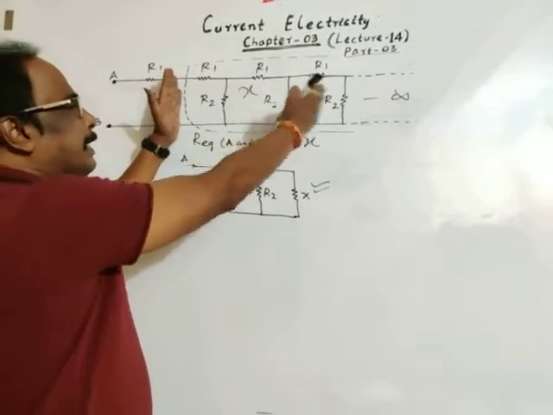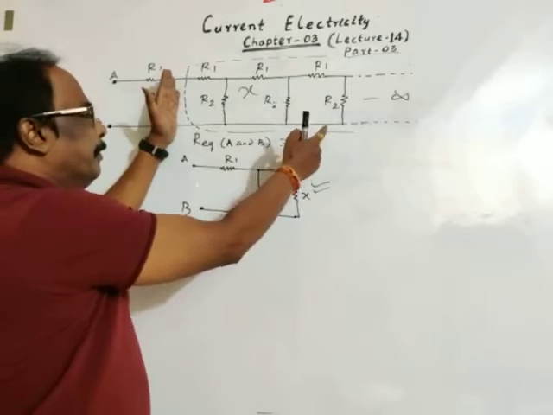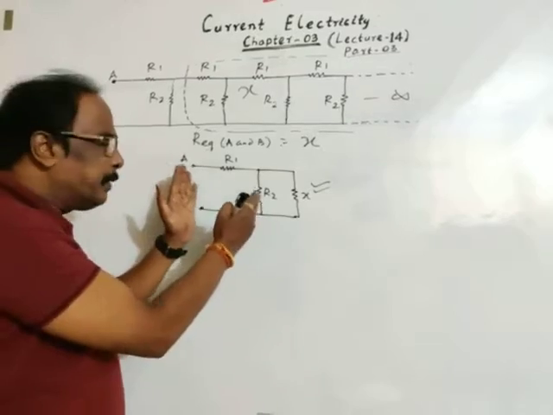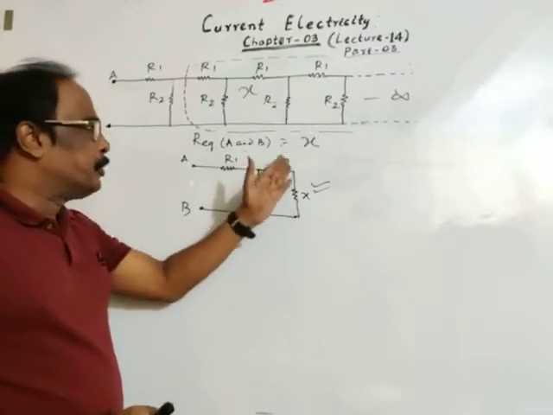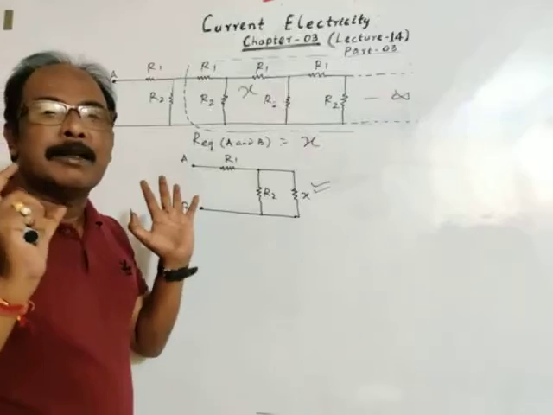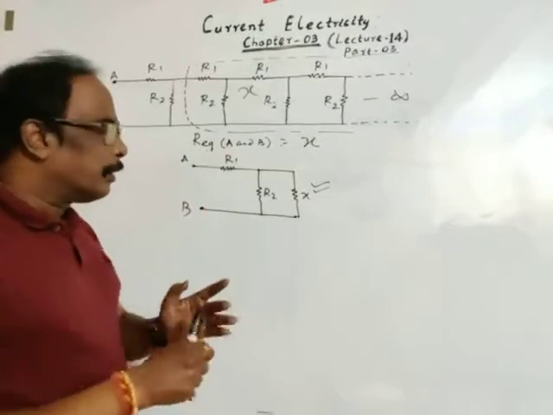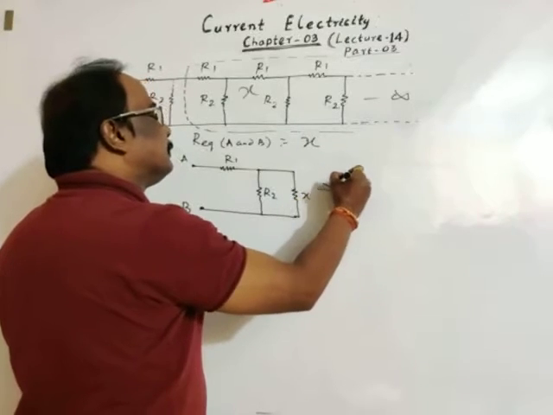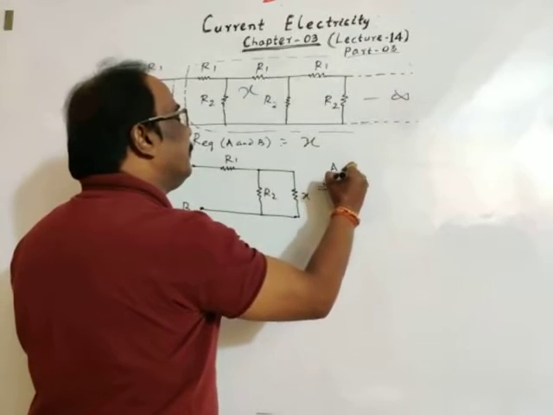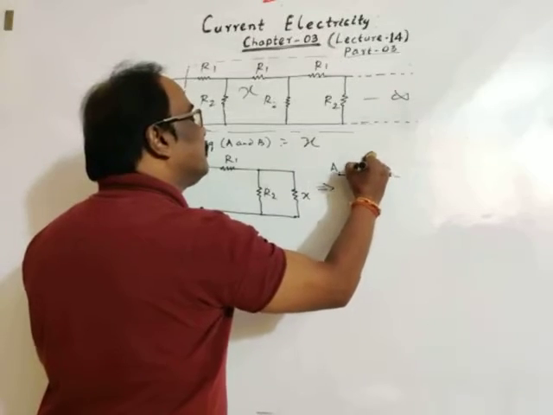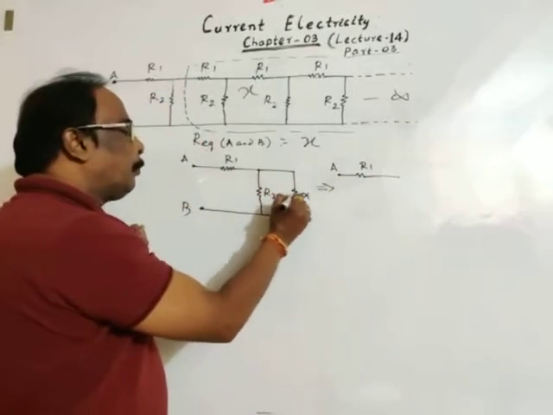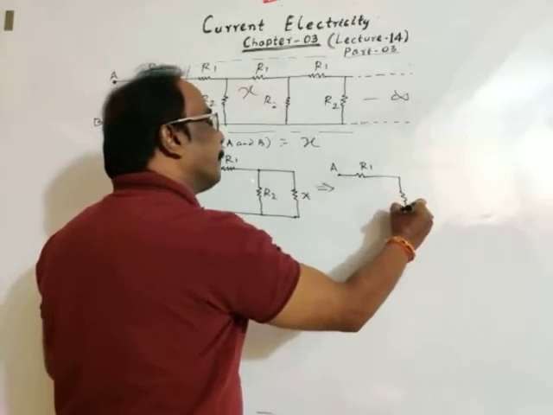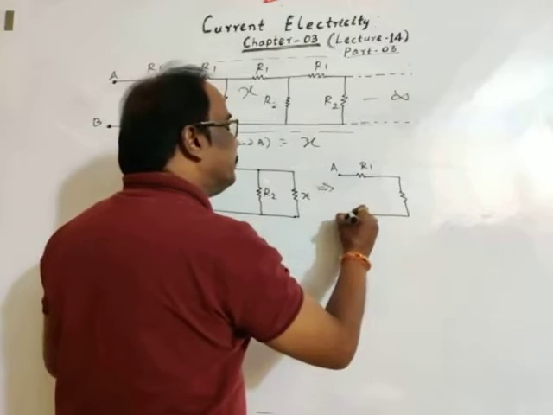An infinite number of sets are combined to give equivalent resistance X. Again, if we add one more set with X, then also the equivalent resistance is X. This is the concept. Now, again we will have the equivalent circuit. Start from A. This resistance is R1. These two, R2 and X, are in parallel. Combine them. Then we reach B.